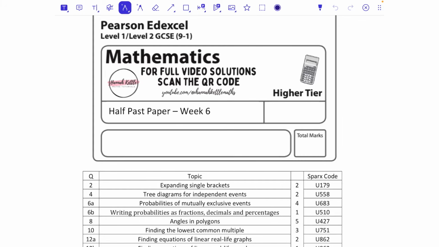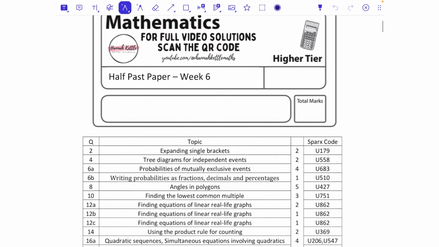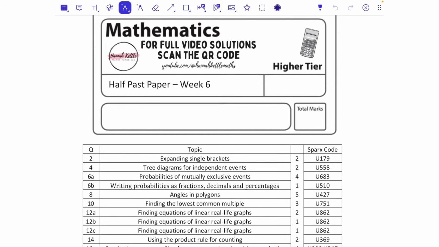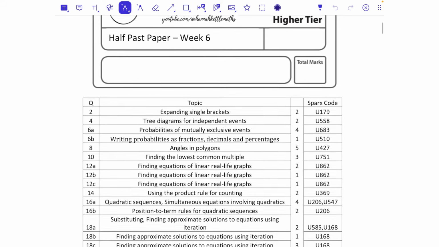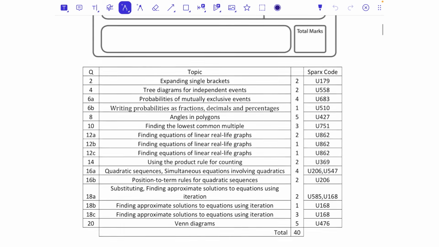This is half past paper week 6. We've got all the even numbers. The last one of this series, so all 6 so far have belonged to the same year, 2018 June, if you're interested. And this is a calculator paper. We'll go back to non-calculator next week. All the even numbers, and as usual, we have all the Sparks codes here.